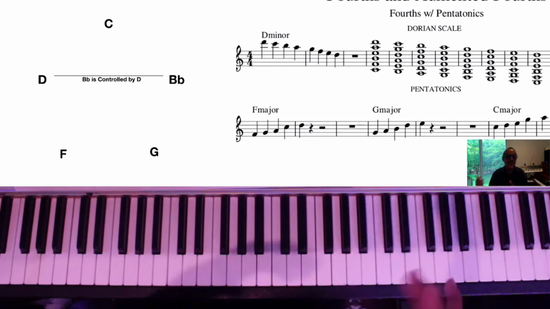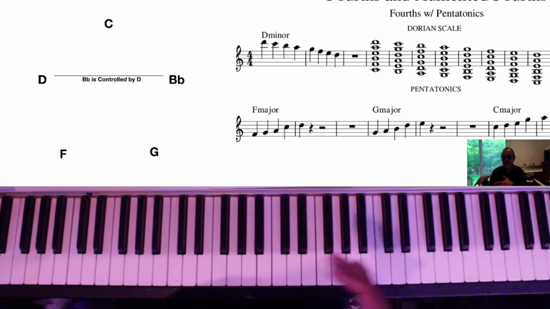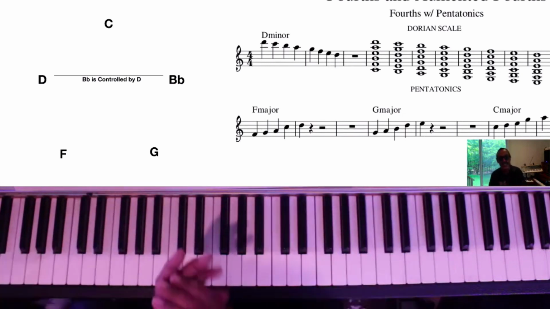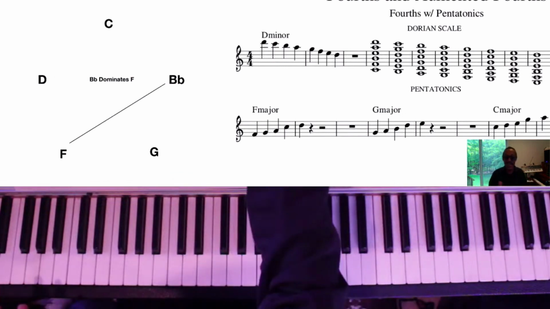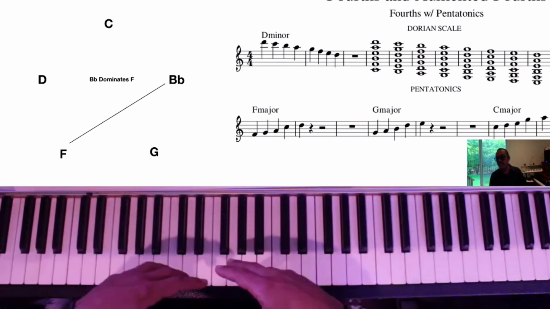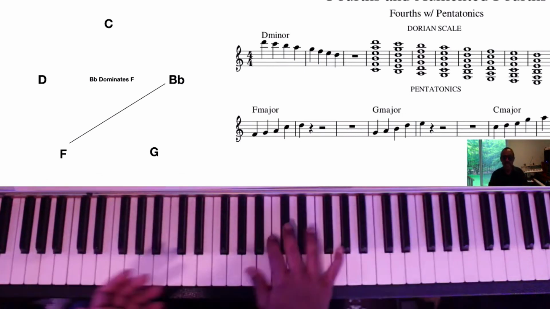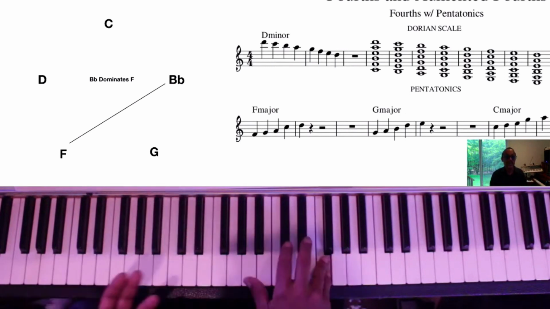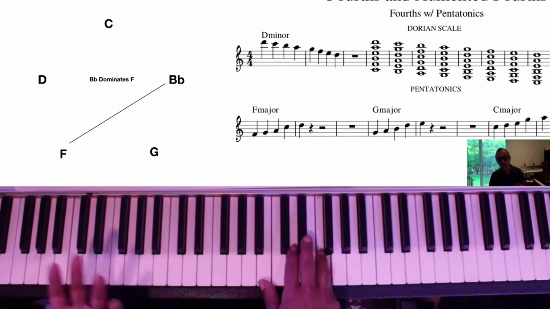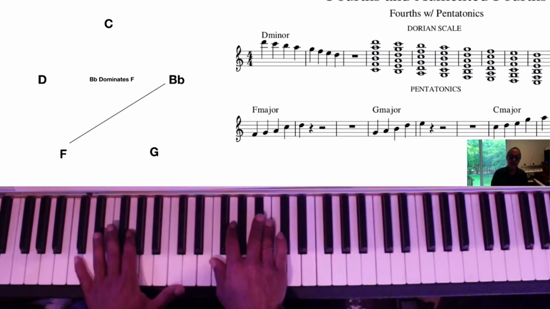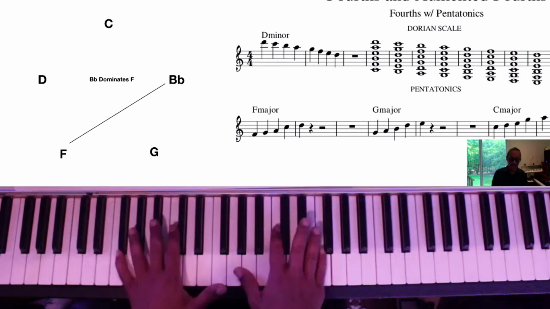who's your boss? Who's your boss, right? So D is B flat's boss in this structure, okay? Now you say, oh, well, I don't like having a boss. Well, B flat actually bosses F around, because B flat dominates F. It's the dominant. You say, okay, well, 1, 2, 3, 4, 5, and any major key is the dominant, right? So B flat tells that F what to do.